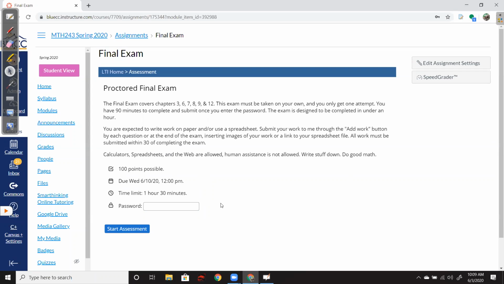And then I do expect you to submit work, right? I tell you all the time, write stuff down on paper, put it in a spreadsheet or your calculator. Anything that goes in your calculator should be on paper first. A spreadsheet is kind of like a notebook and a calculator all in one. So then either at each question, you could add your work to that question, or just at the end, add work for all of the questions.